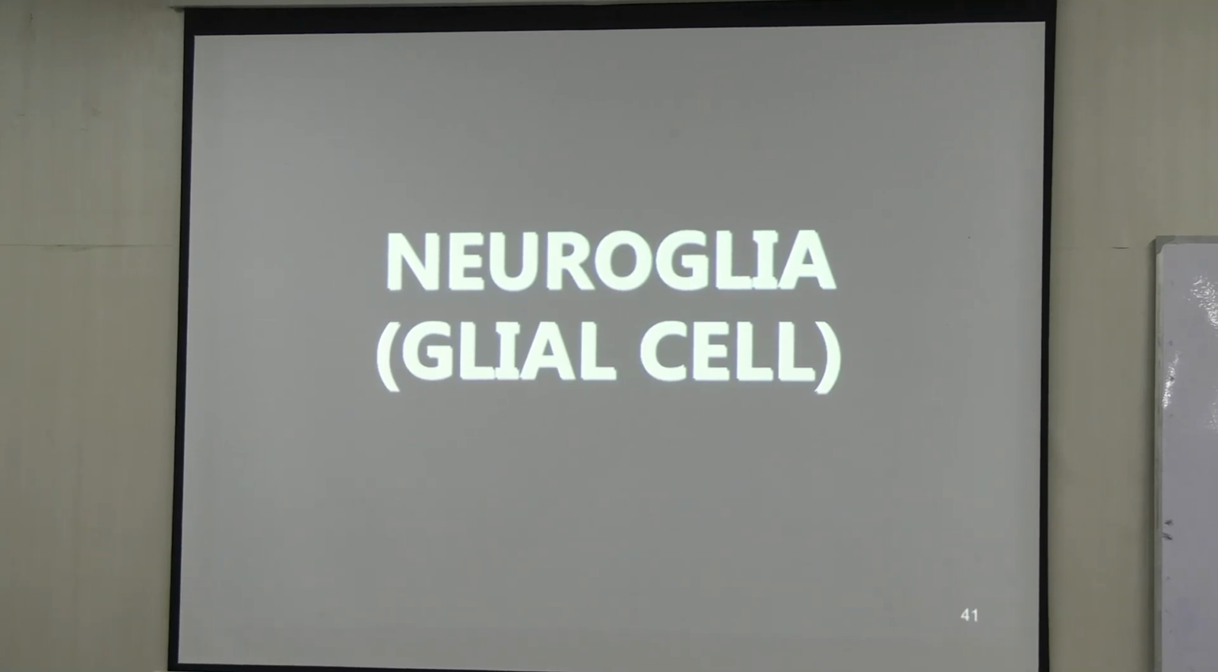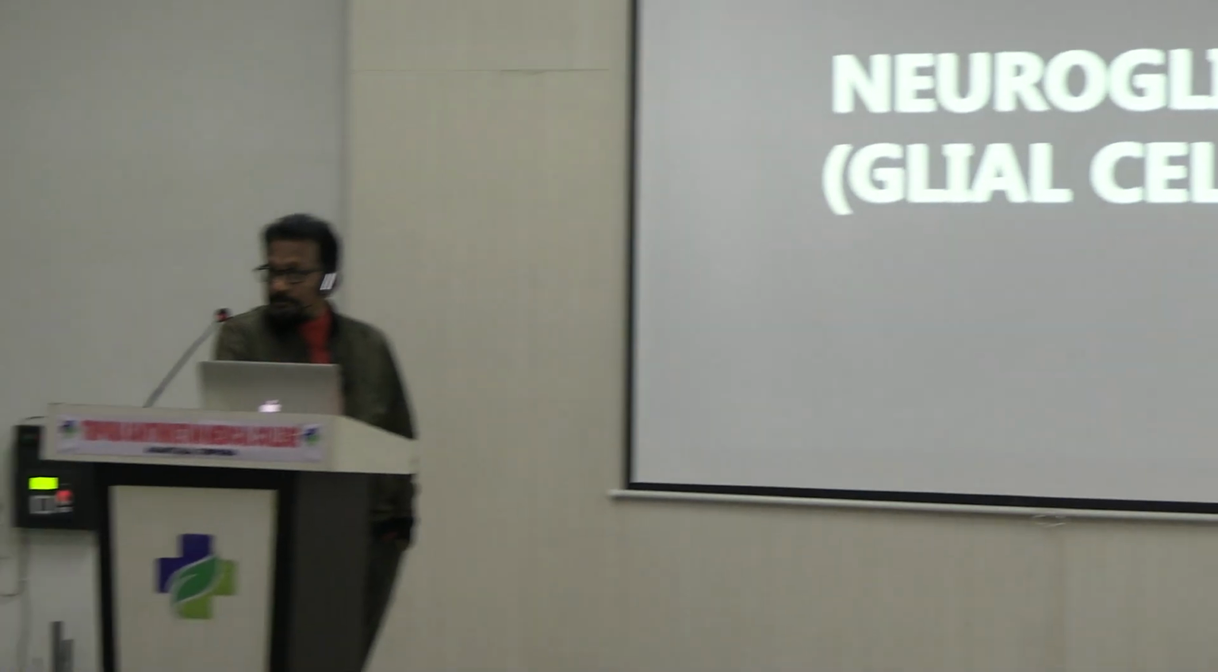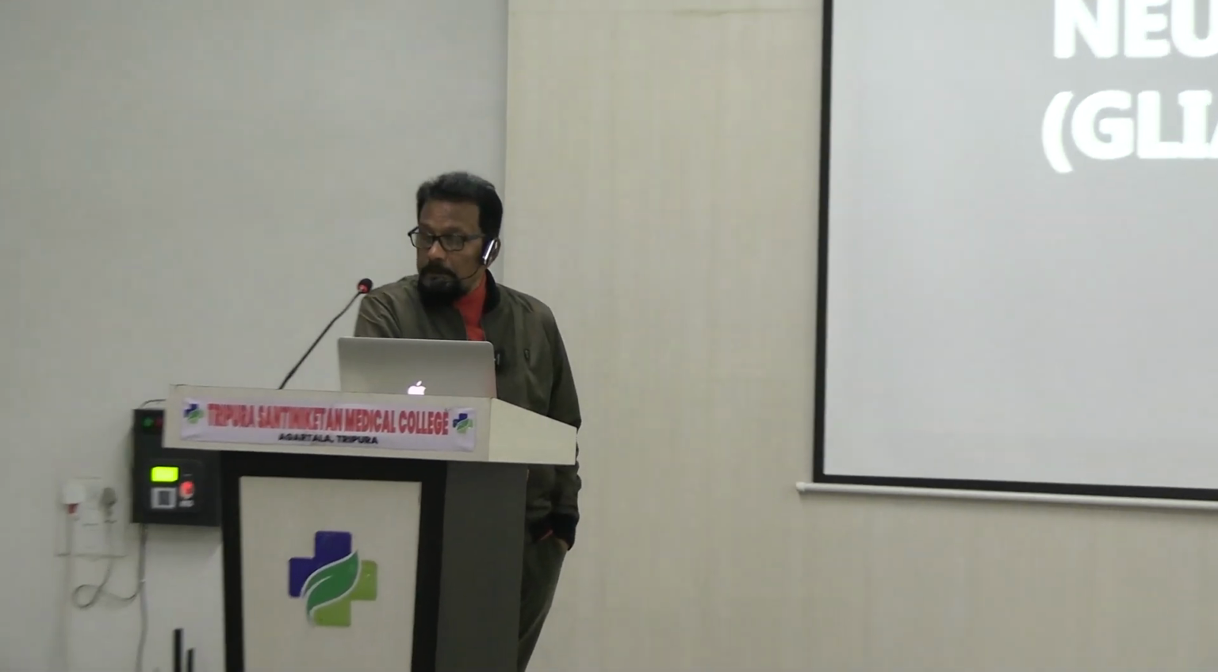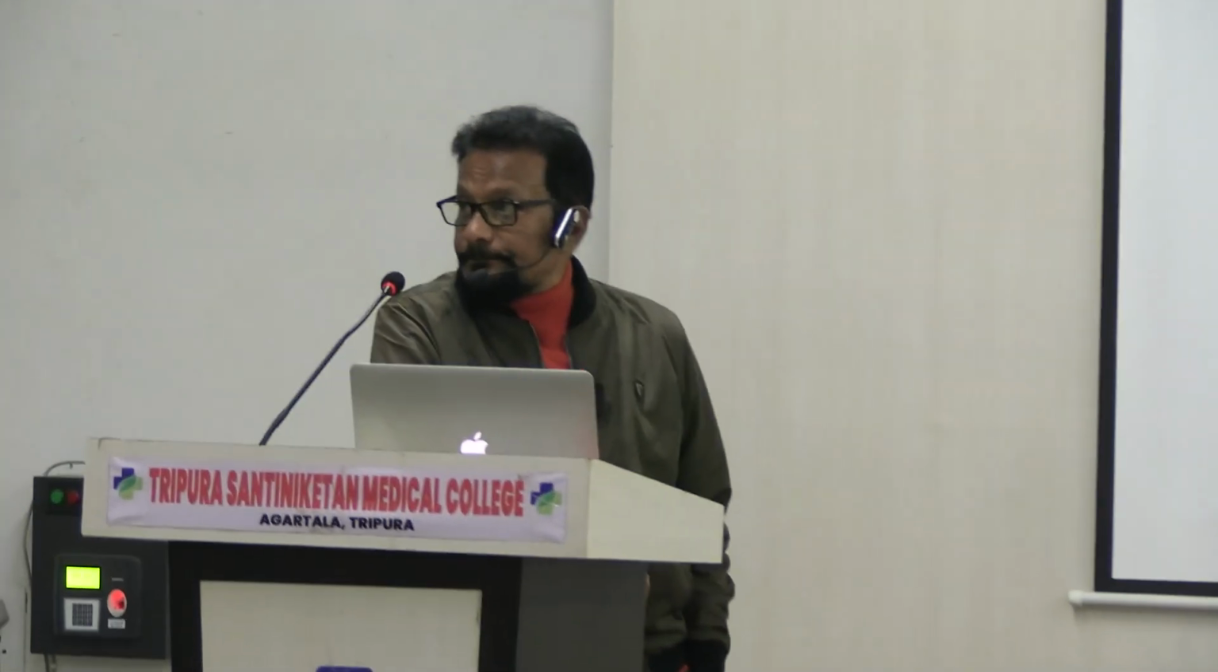We have studied the cells of the nervous system. There are two types of cells. One is neuron, another is neuroglia. So we have studied about the structure, function and classifications of neuron, but we couldn't get time for discussing about neuroglia.